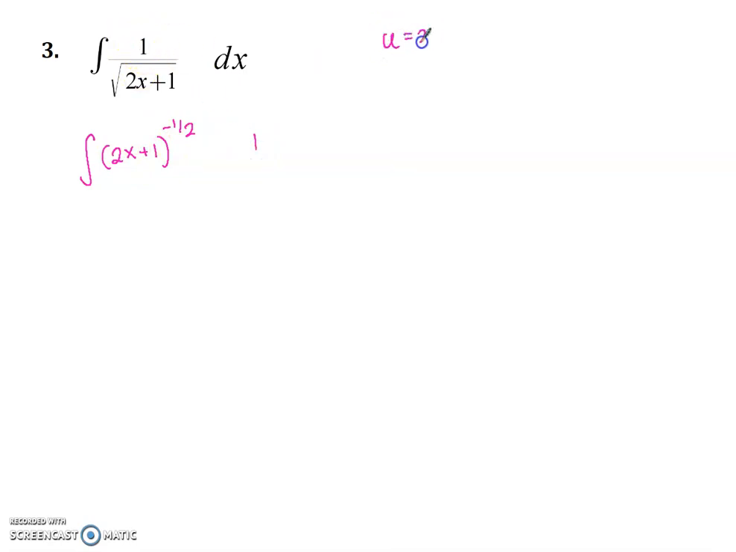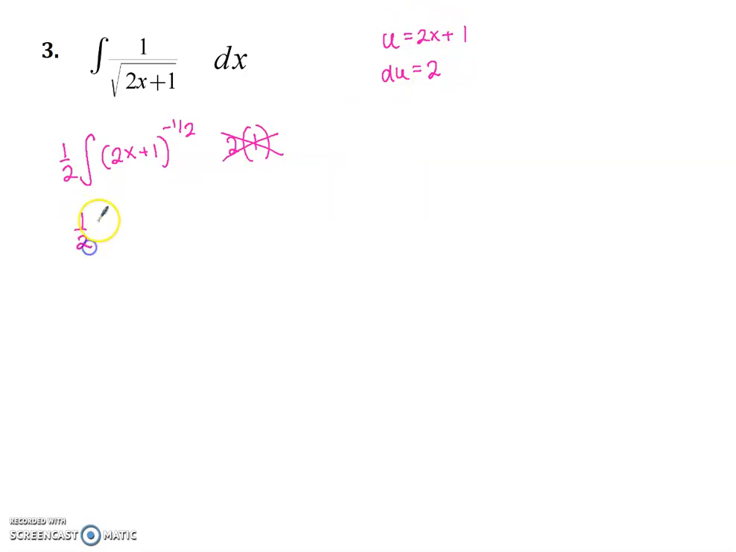So u is going to be 2x plus 1. So this, the extra part, is what needs to match du. Well, the derivative of 2x plus 1 is just 2. So in order to make this match, I'm going to need to multiply it by 2. So on the outside, I'm going to need to divide by 2. So that would just be 1 over 2. Now this matches, so I can ignore this, and we're done with this over here.